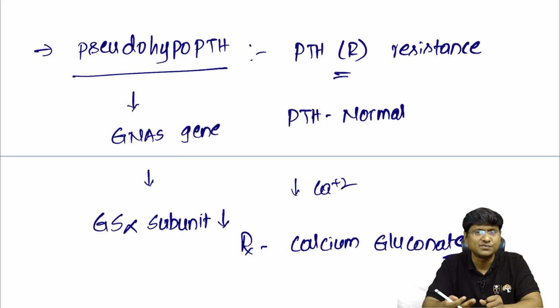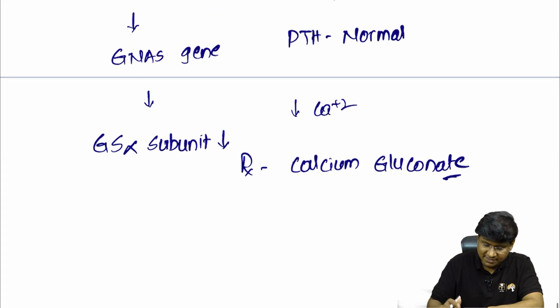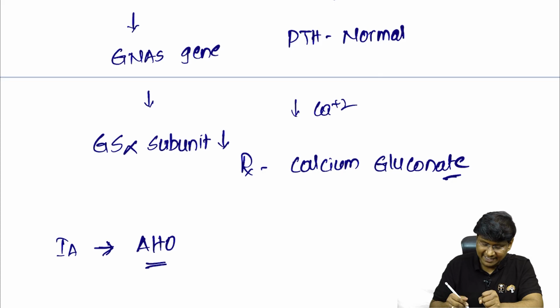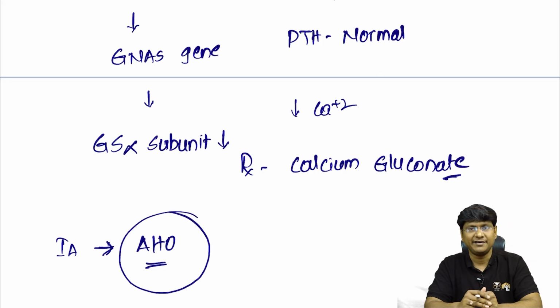And the most common form of pseudo-hypoparathyroidism is pseudo-hypoparathyroidism type 1A. This type 1A is associated with a very important syndrome called Albright hereditary osteodystrophy, where these patients will have exostosis and bony abnormalities, short 4th and 5th metacarpal bones, and they will also have defects in the sensation of smell as well as hearing. So that is the feature that you will have in Albright hereditary osteodystrophy.